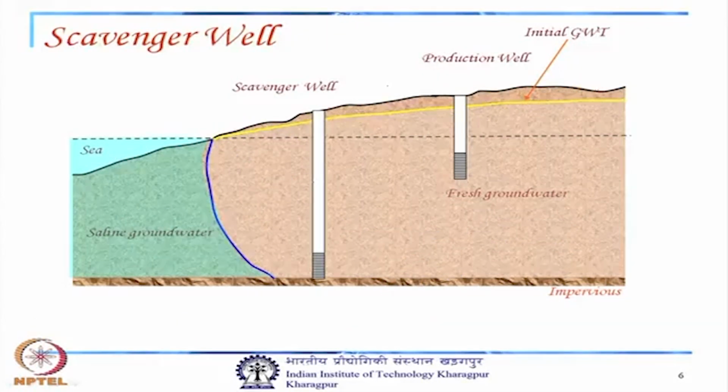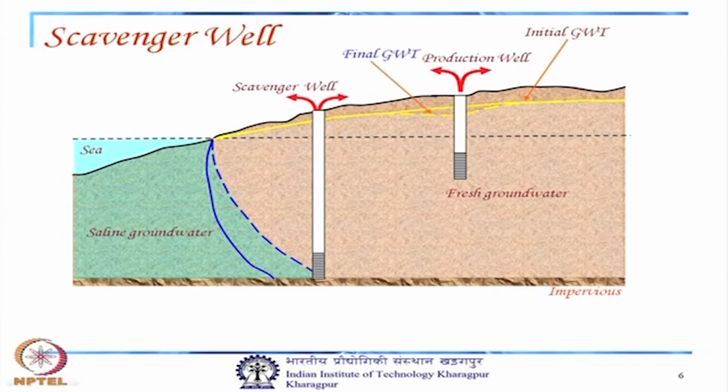Then scavenger wells. These wells are deep wells, and these wells are meant so that we can arrest the total saline groundwater, and it goes up to full depth.